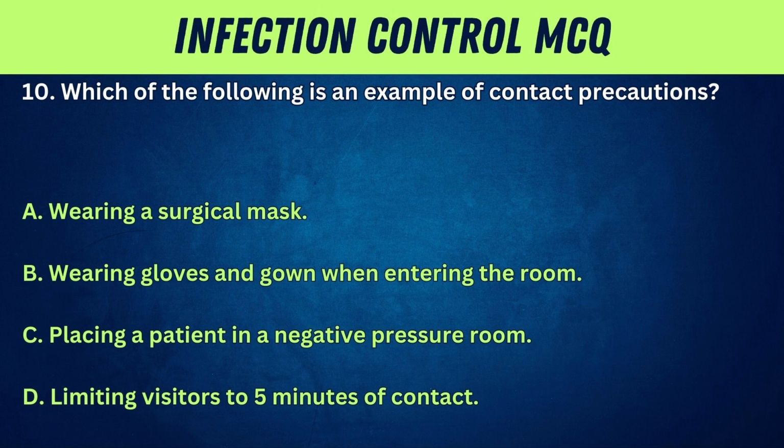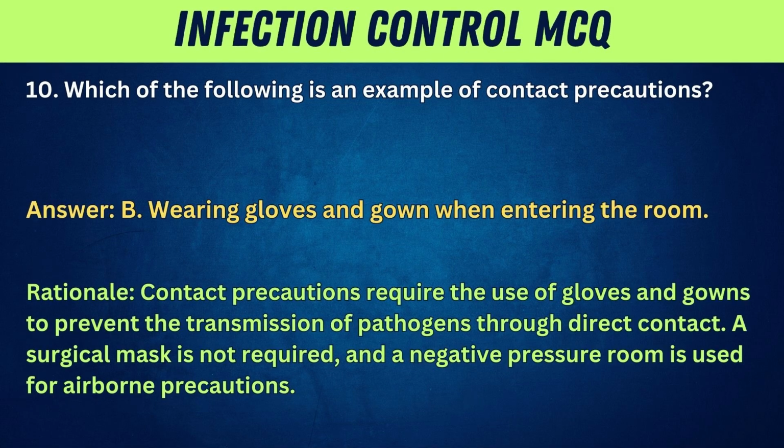10. Which of the following is an example of contact precautions? A. Wearing a surgical mask. B. Wearing gloves and gown when entering the room. C. Placing a patient in a negative pressure room. D. Limiting visitors to 5 minutes of contact. Answer: B. Wearing gloves and gown when entering the room.